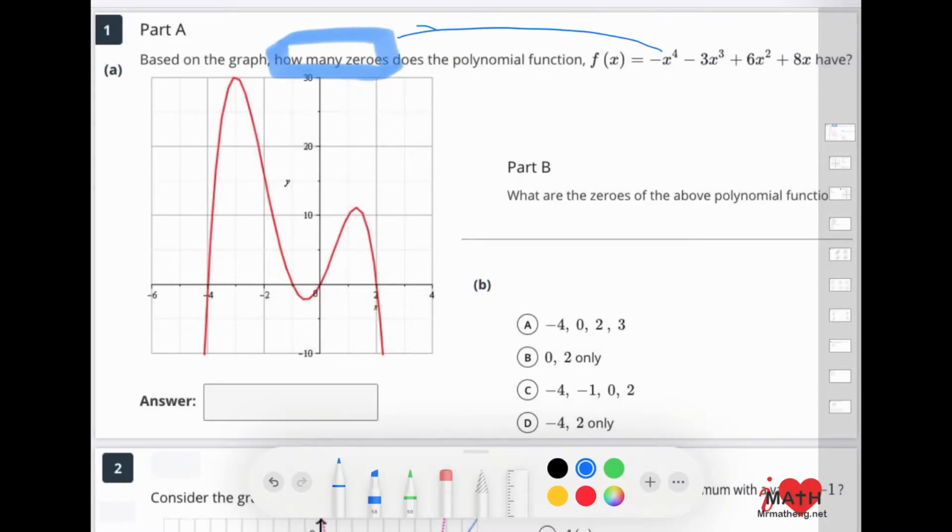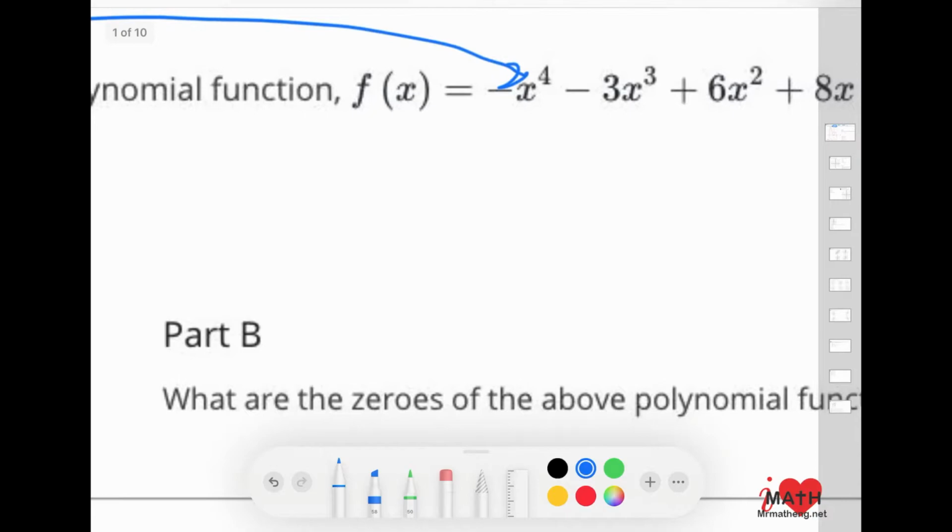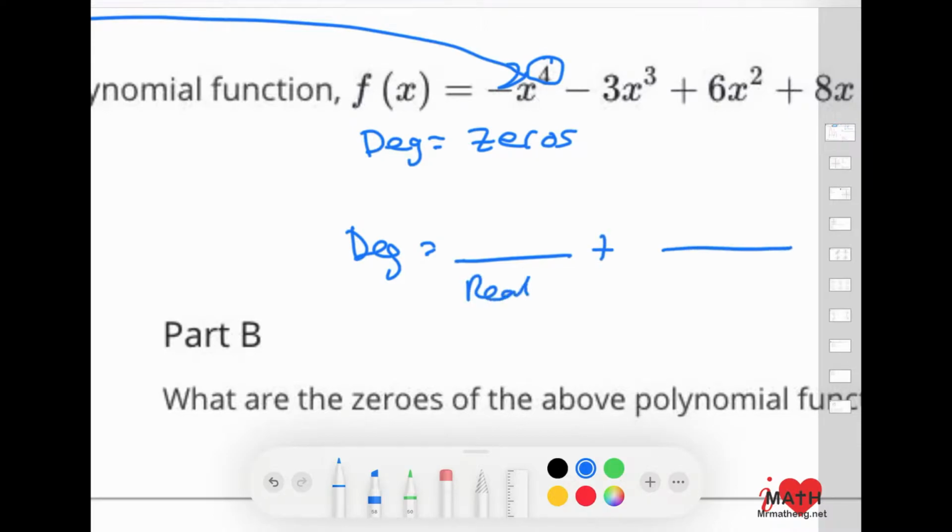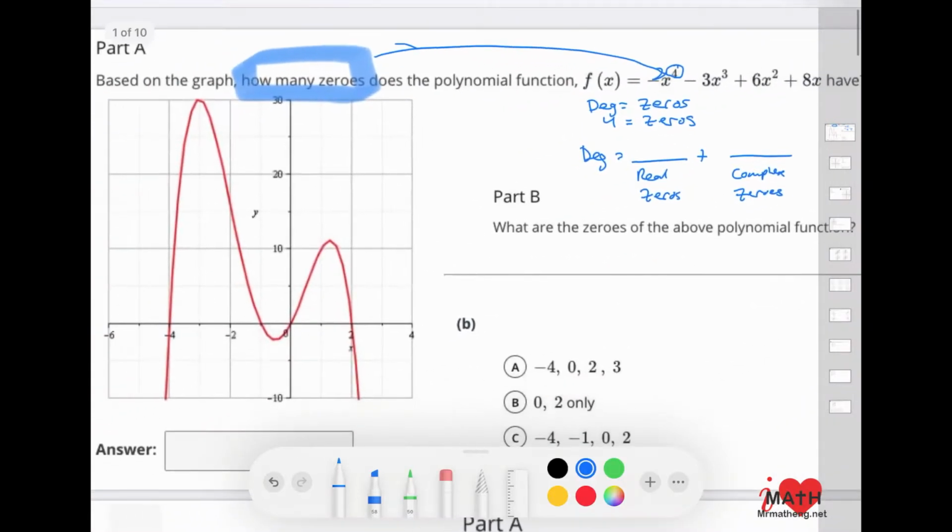I'm actually just going to look at the degree here. The degree tells you how many zeros you have. In particular, here's an equation you had in your formula sheet: the number of real zeros plus the number of complex zeros equals the degree. So if you have a fourth degree polynomial, that's how many possible zeros that we have. Okay, so the answer is 4.